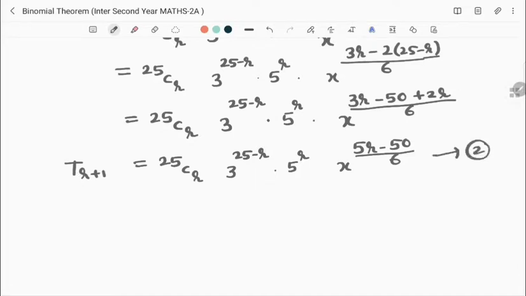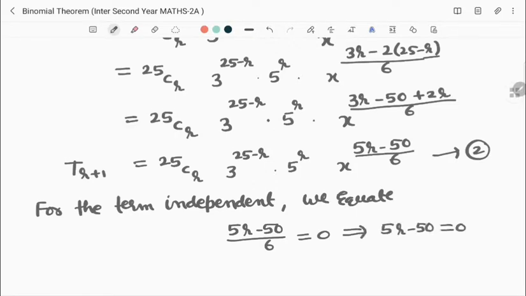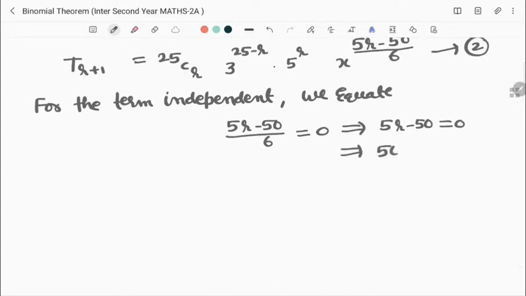You put that as equation number 2. For the term independent of x, we equate the power of x to 0. We equate (5r minus 50) by 6 is equal to 0. That implies 5r minus 50 is equal to 0. That implies 50 is equal to 5r. That implies r is equal to 10. This r value, substitute in equation 2.